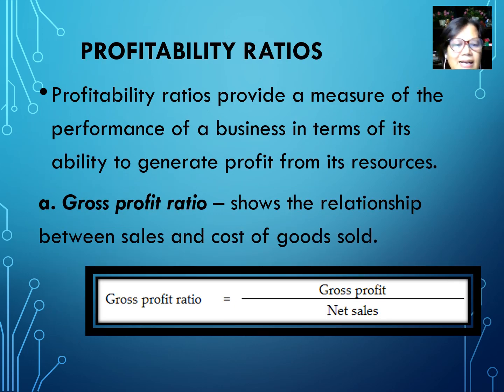Next is, the last one is the profitability ratio. Okay, profitability ratios provide a measure of the performance of a business in terms of its ability to generate profit from its resources. Okay, gross profit ratio shows the relationship between sales and cost of goods sold. So the formula is gross profit ratio is equal to gross profit over net sales. So ano ang relasyon ng sales sa cost of goods sold?